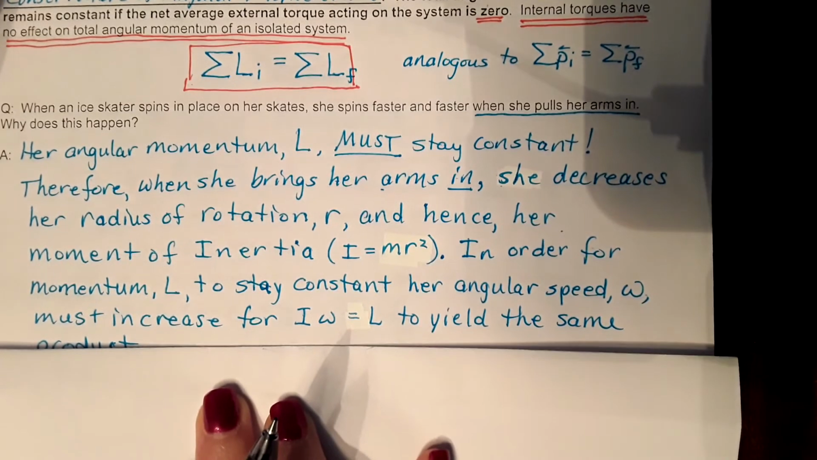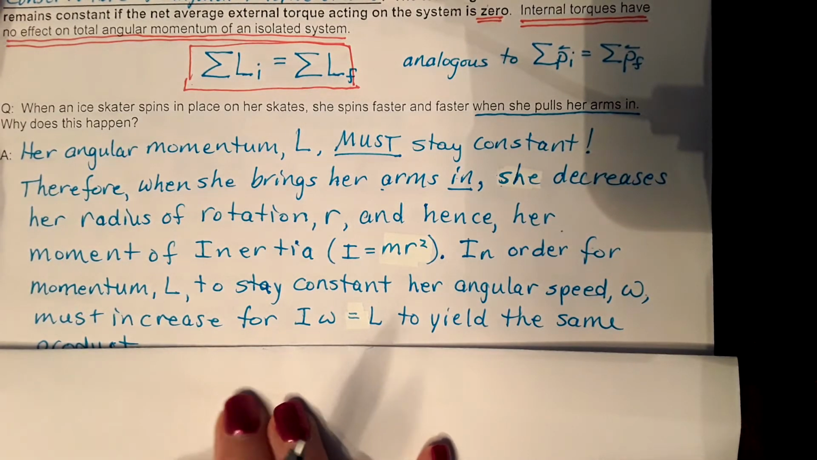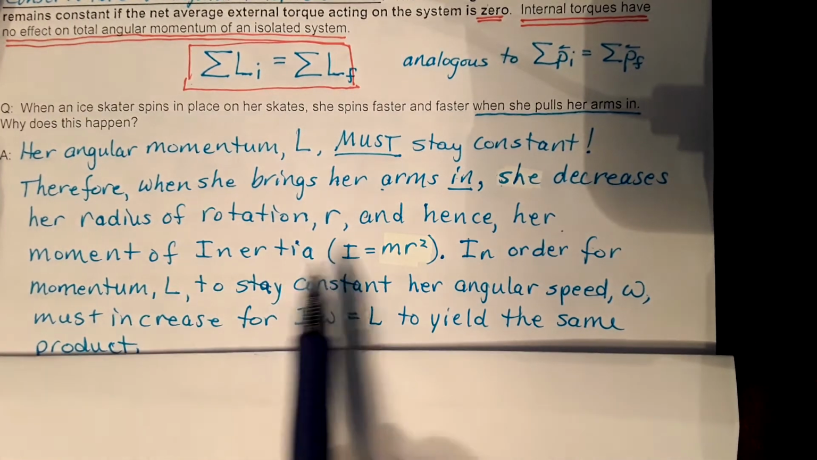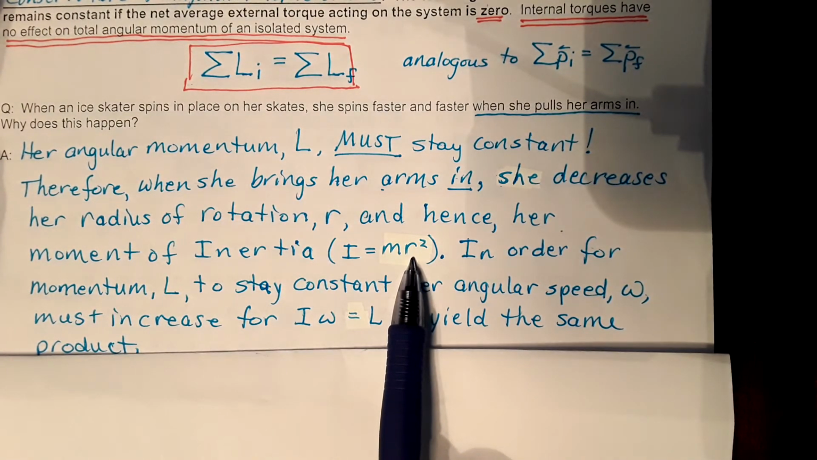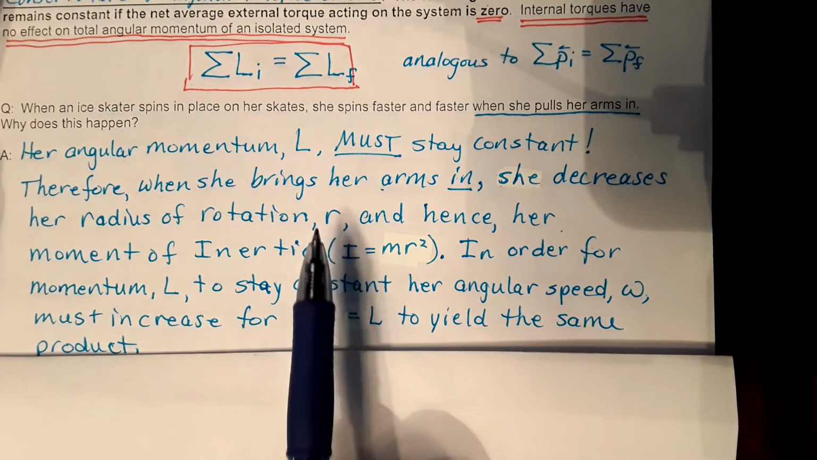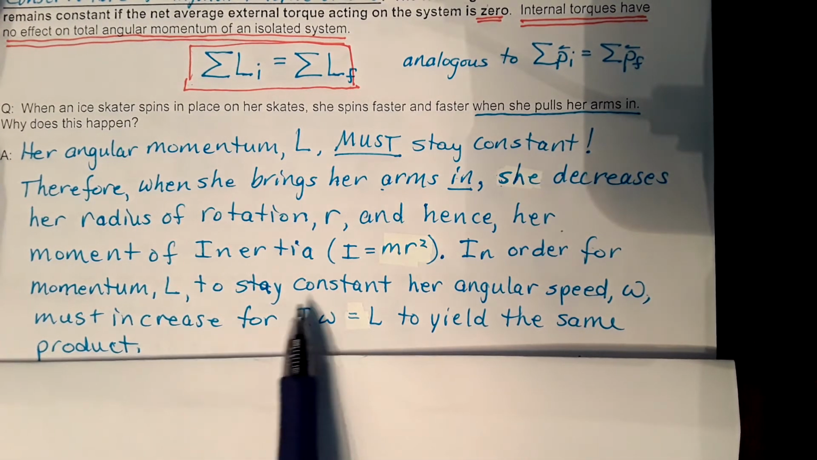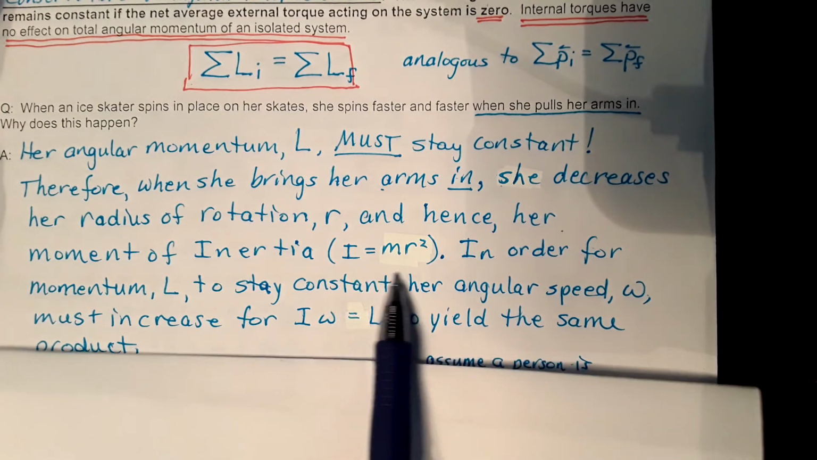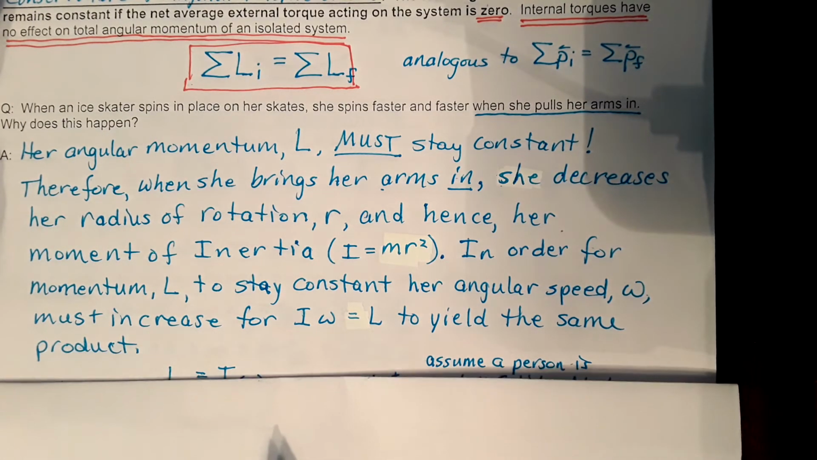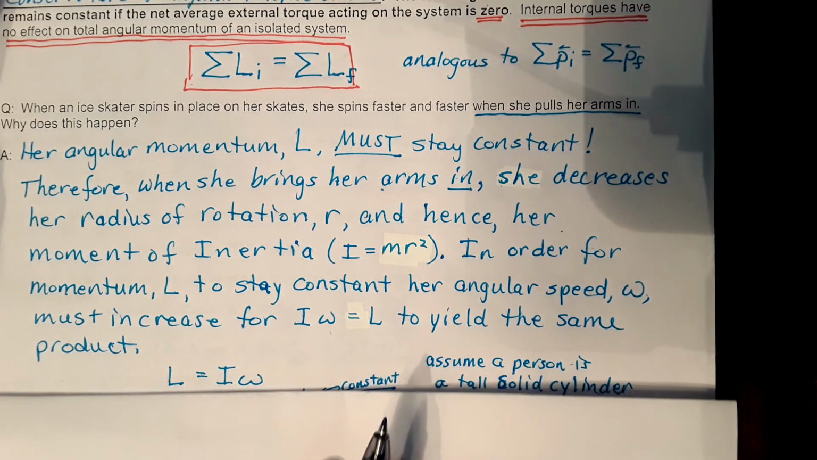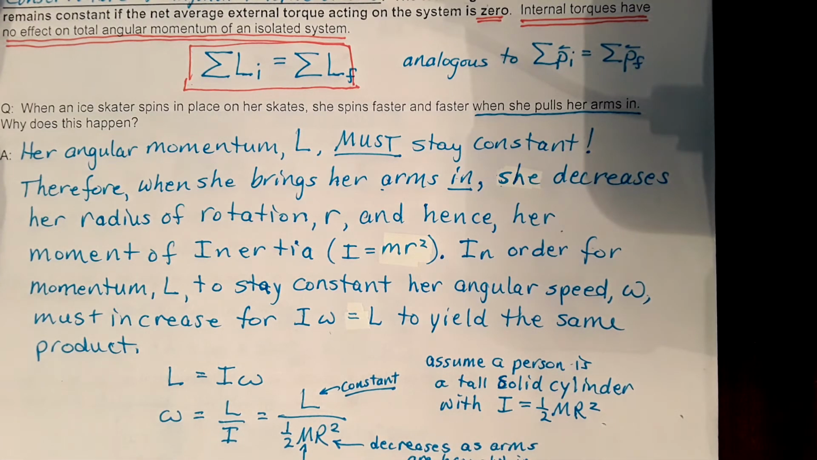So when she brings her arms in, she's decreasing her radius of rotation and therefore, or hence, her moment of inertia. Because remember, moment of inertia depends on R. So if R decreases, the moment of inertia must decrease. But in order for the momentum to stay constant, if her moment of inertia decreases, then her angular speed must increase for the product that yields the momentum to be the same. So I put it down here mathematically.